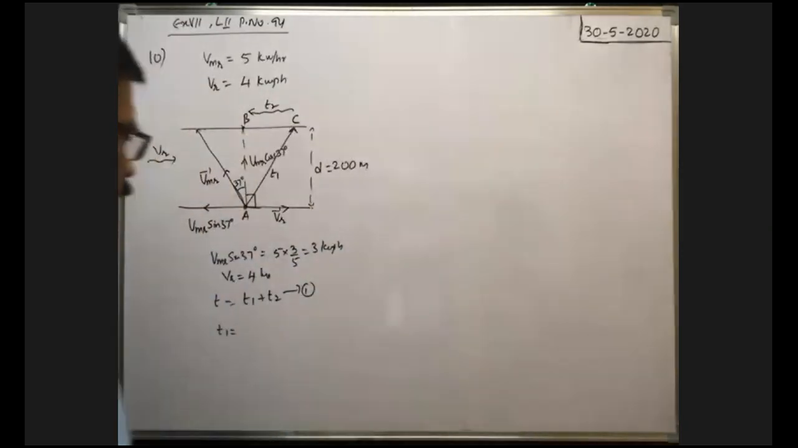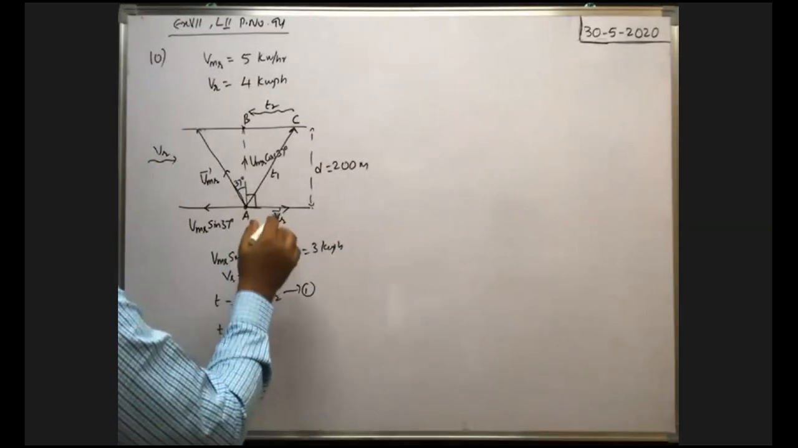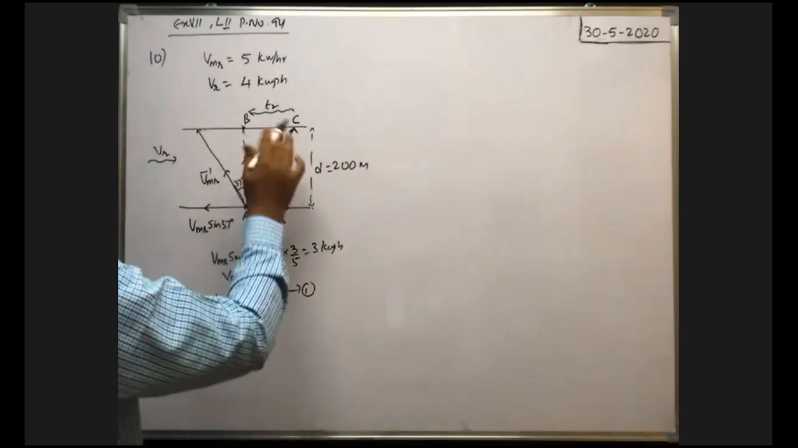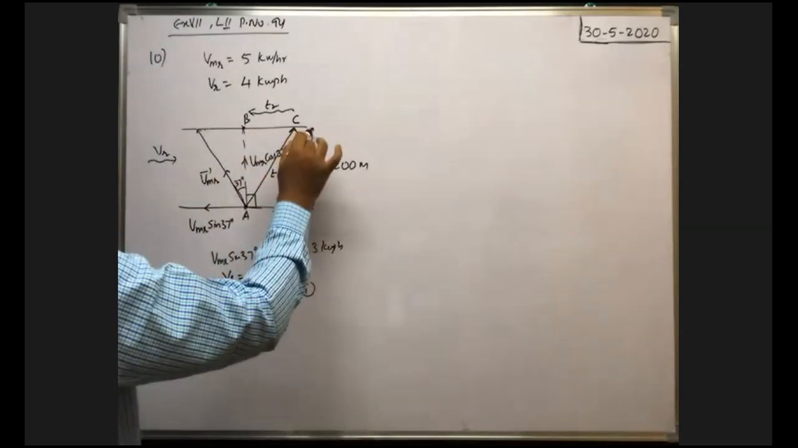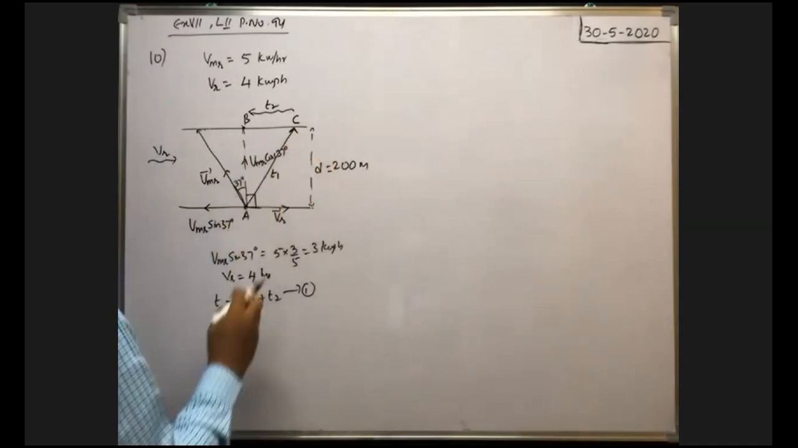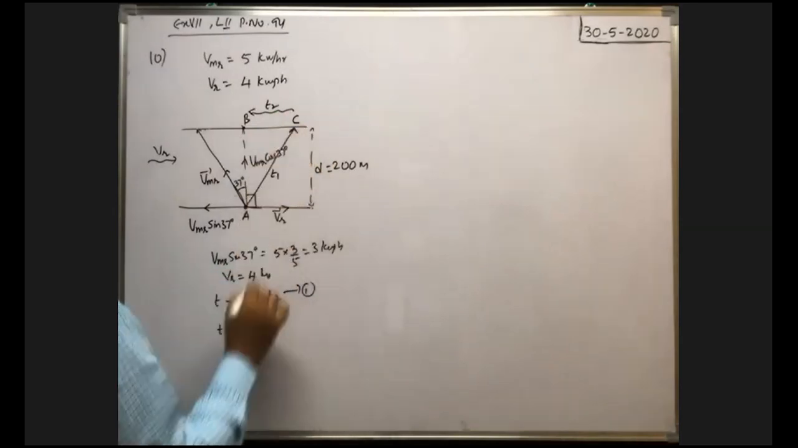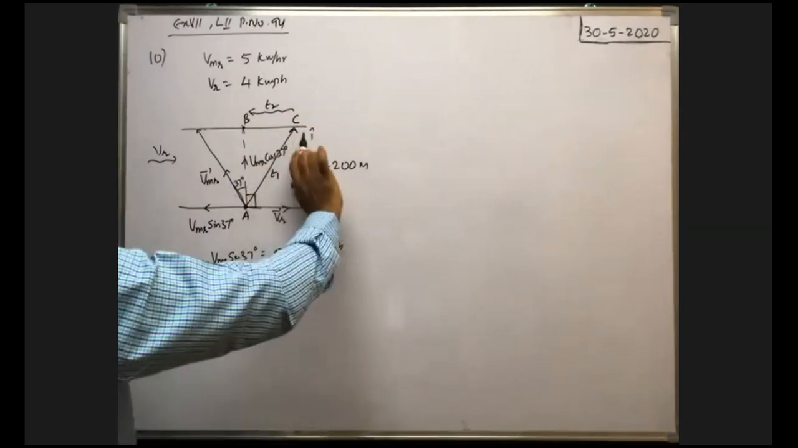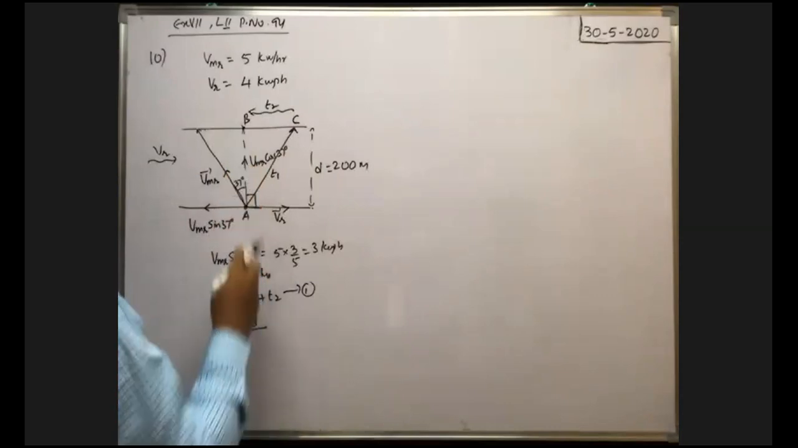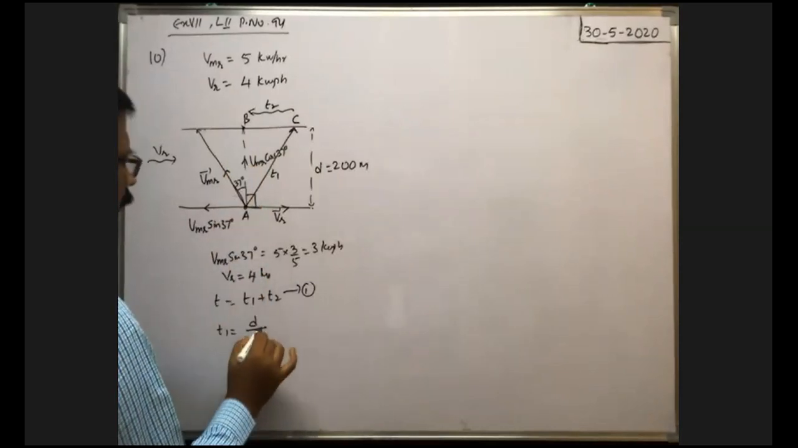Okay, T1 is the time taken by the riverboat man to cross the river. The width of the river is in this direction. Parallel to the width of the river, what is the velocity of the man? That is VMR cos 37. Therefore, the width of the river D divided by the velocity of the man parallel to the width, VMR cos 37.